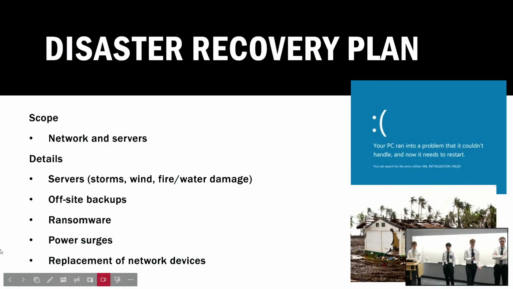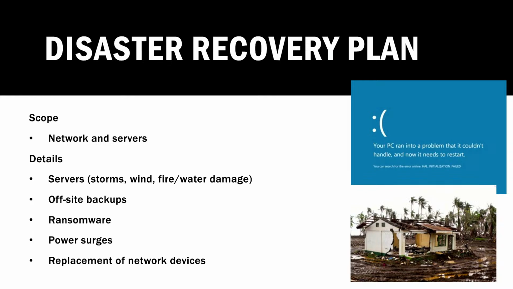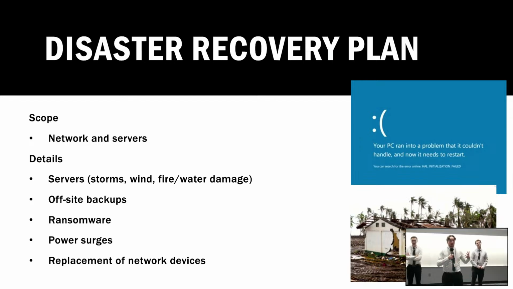So for our disaster recovery, it is important to get our network back up as soon as possible with a minimal amount of downtime. With that being said, it's important for the scope of our network to know what we're recovering. So we're basically recovering any damaged network devices, network configs for our network, and also our servers and server VMs.